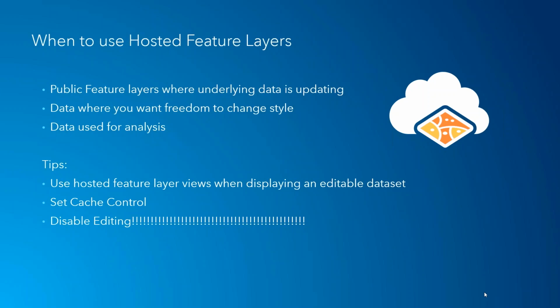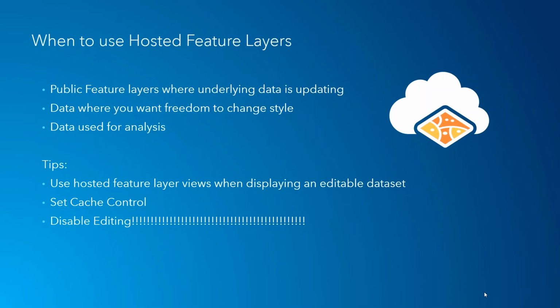With feature layers, you have the freedom to change the style. So instead of pre-generating the data to look as you originally styled it, you can change it to show different things, symbolizing your data on different variables, and having it update as the underlying data updates. You can also use features for analysis.